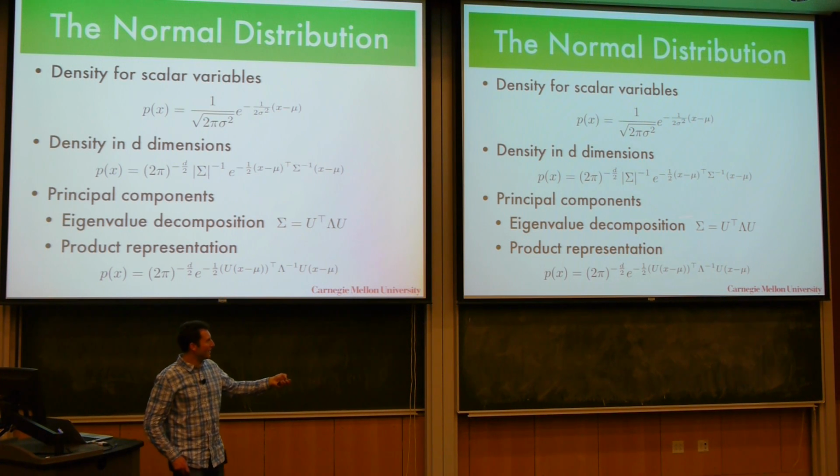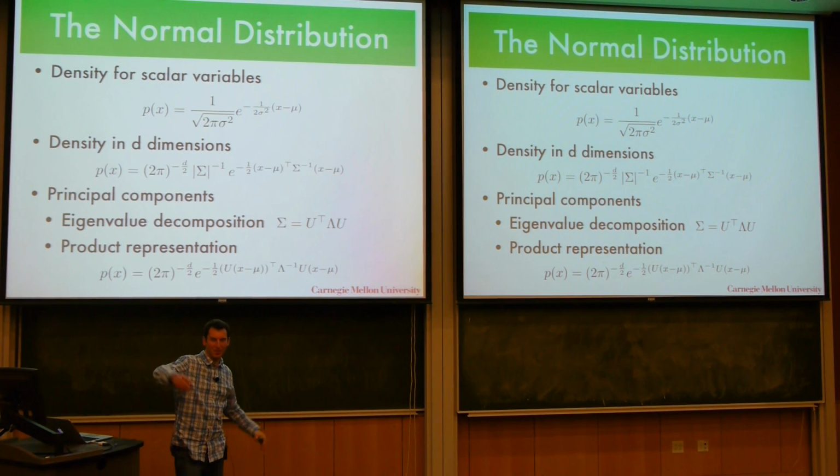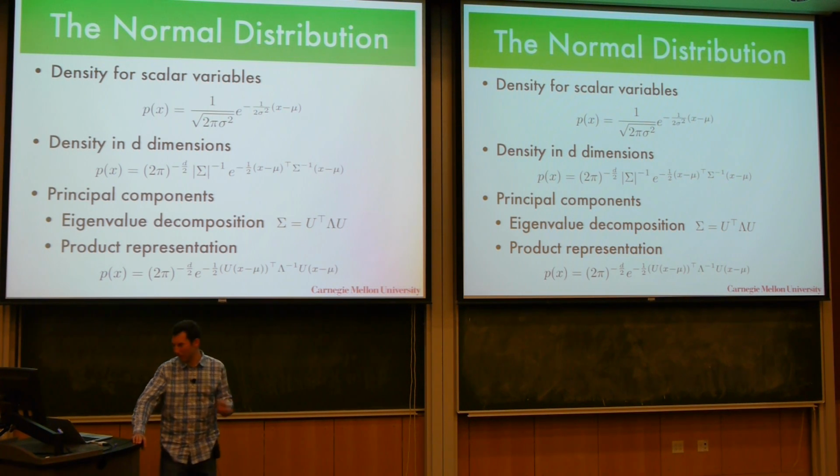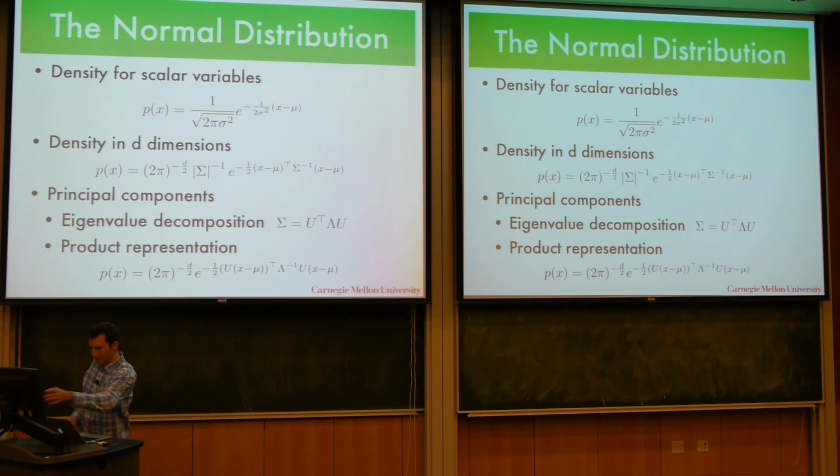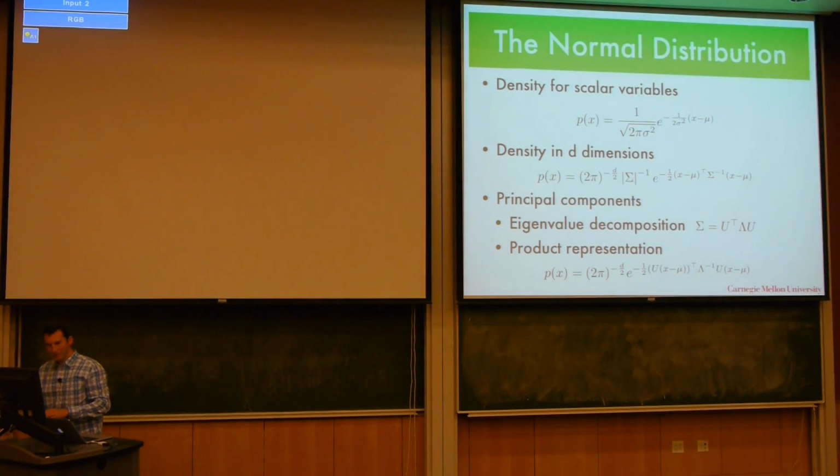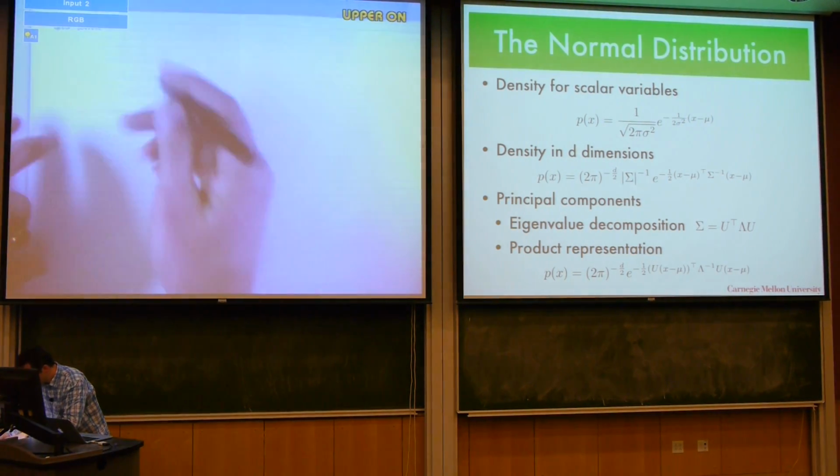So everybody has seen an eigenvalue decomposition for a matrix, right? It's basically U transpose lambda U. U are the eigenvectors, lambda are the eigenvalues. And this matrix lambda is diagonal. Right? So U is basically just a glorified rotation. Let's look at the document camera. We'll see what happens.